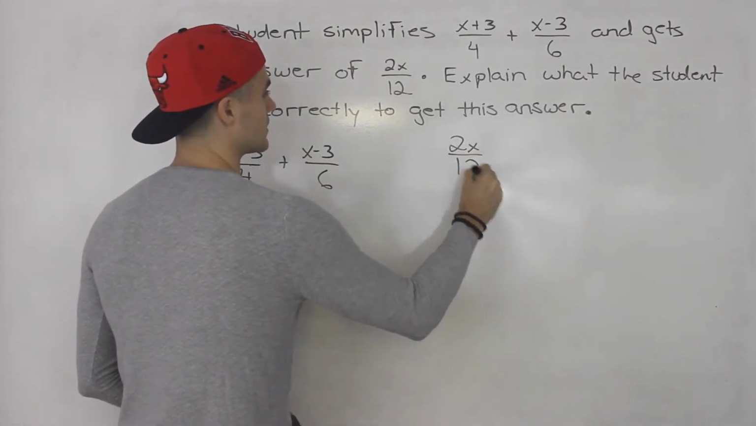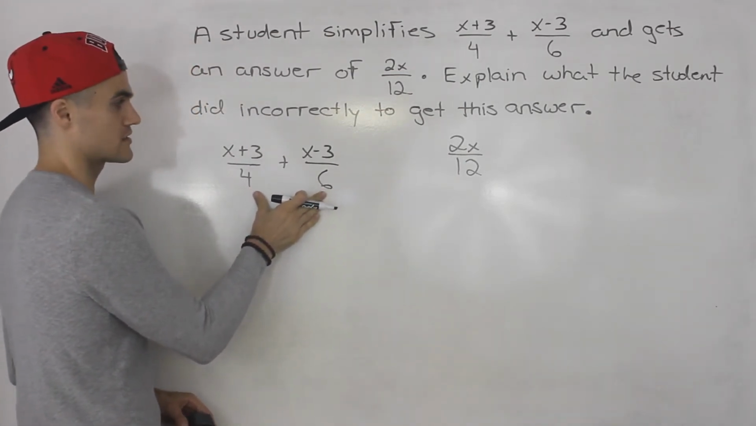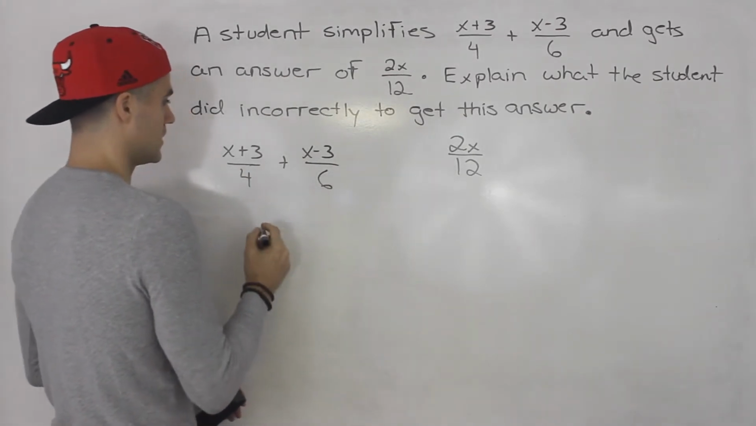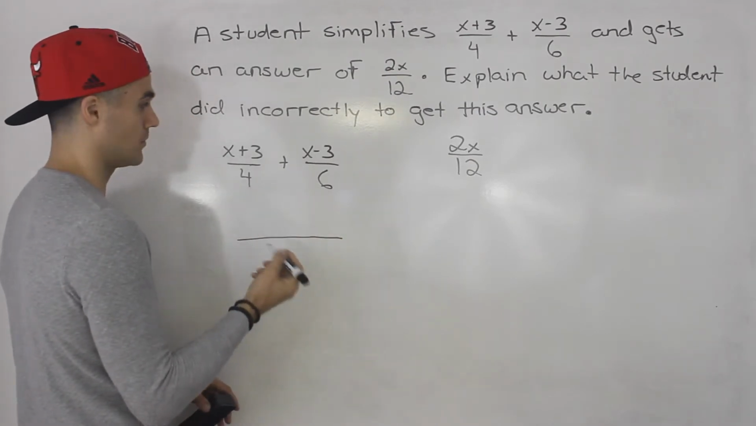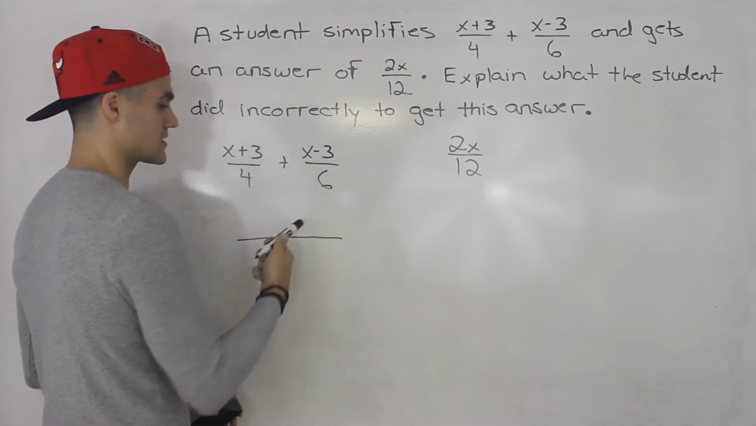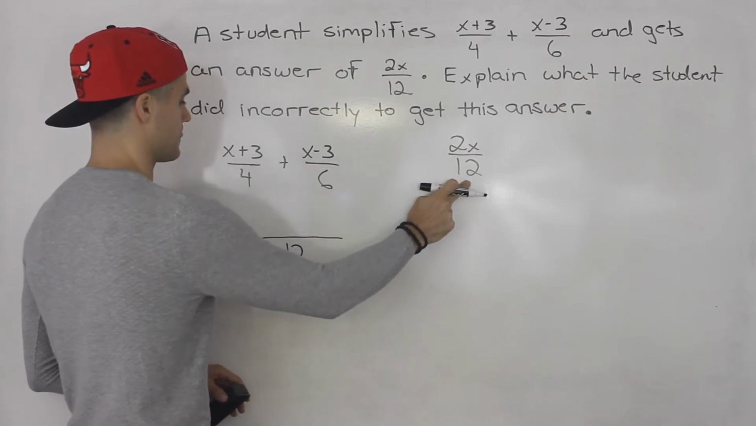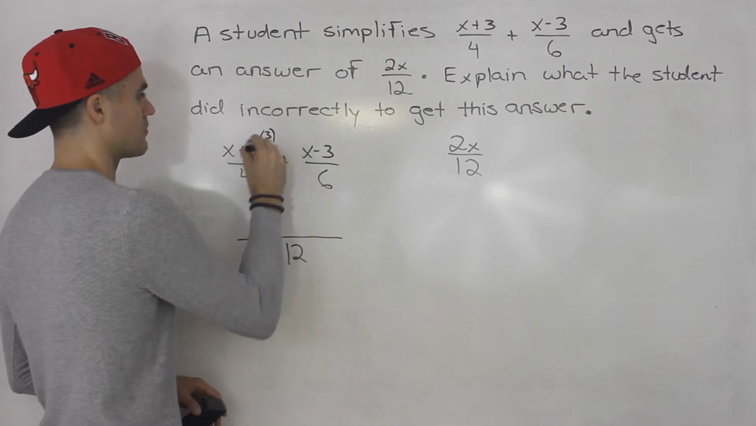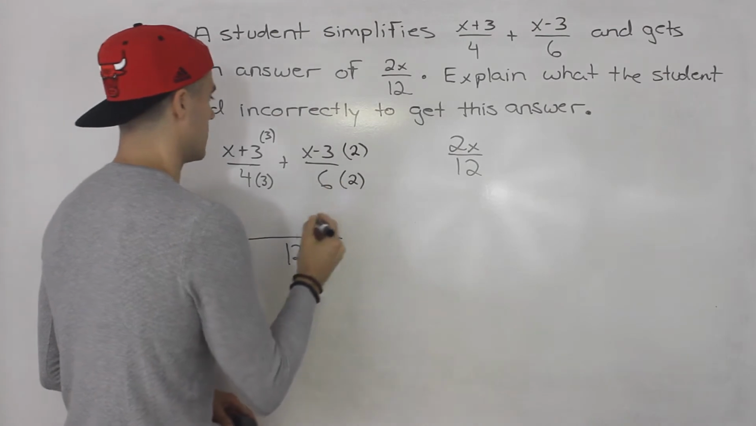When you get a question like this, what you want to do is go through the steps of solving this and then see at which point they're going to get this here. Notice that we're adding fractions, so we have to get a common denominator. The lowest common denominator between 4 and 6 is 12. It seems like they got that part right. So this 4 we have to multiply by 3, which means we have to multiply the top by 3. And this here we have to multiply by 2, which means we have to multiply the top by 2.